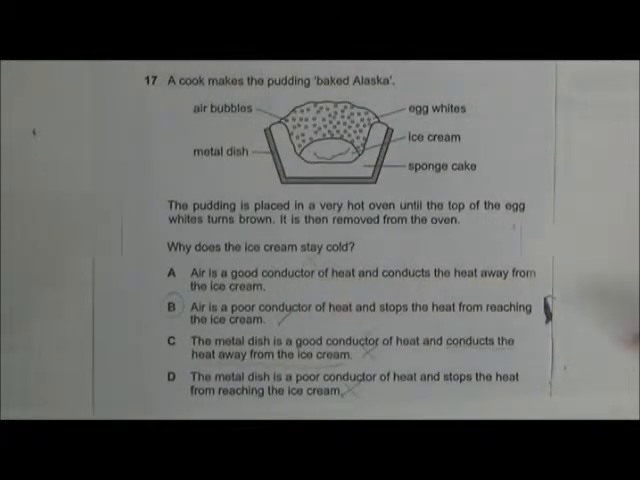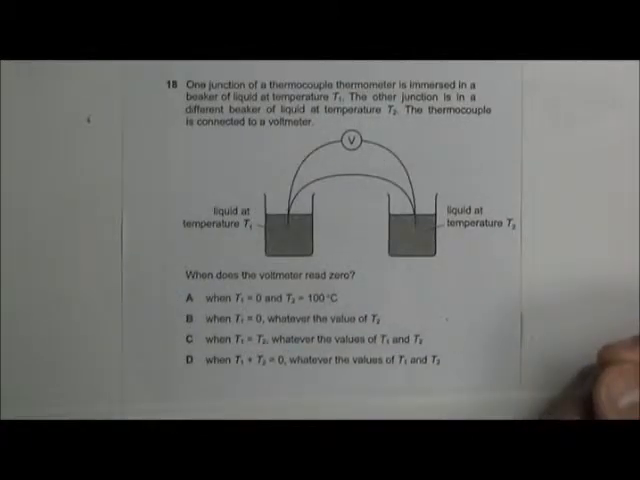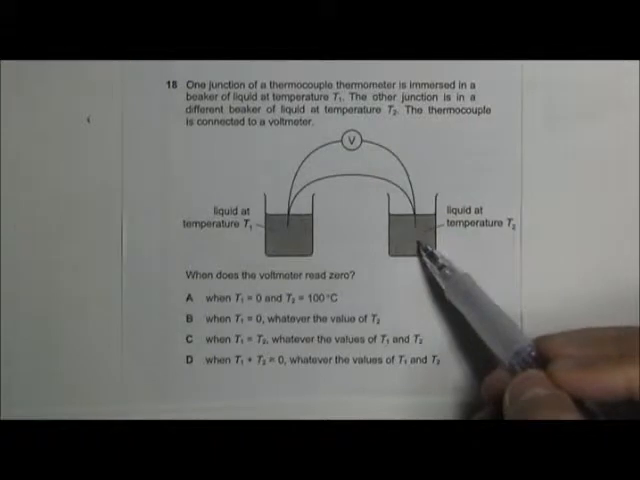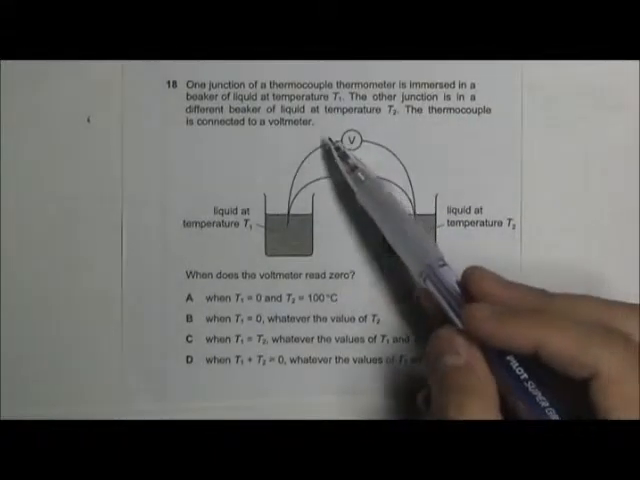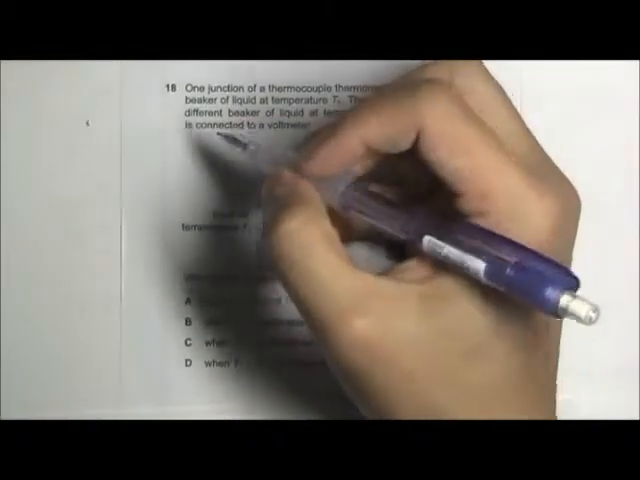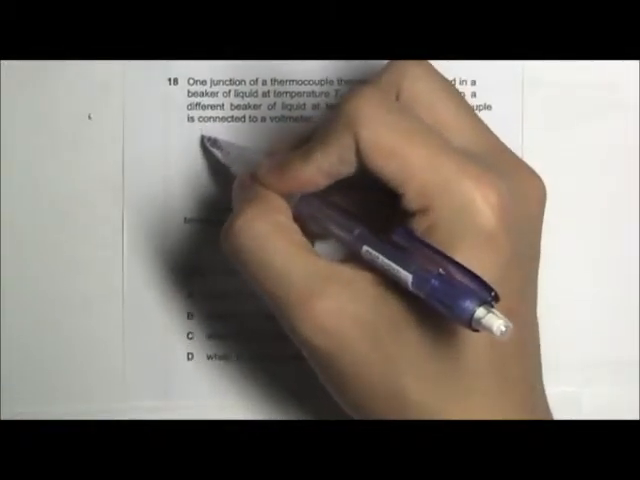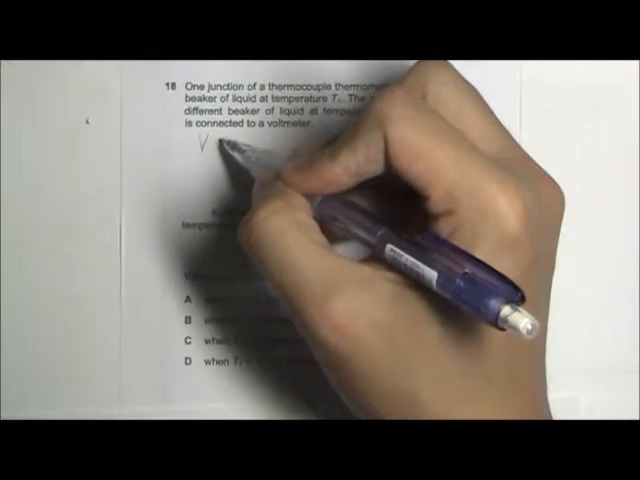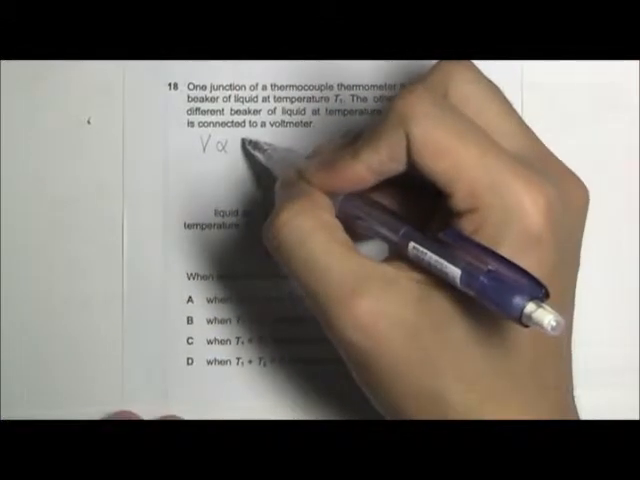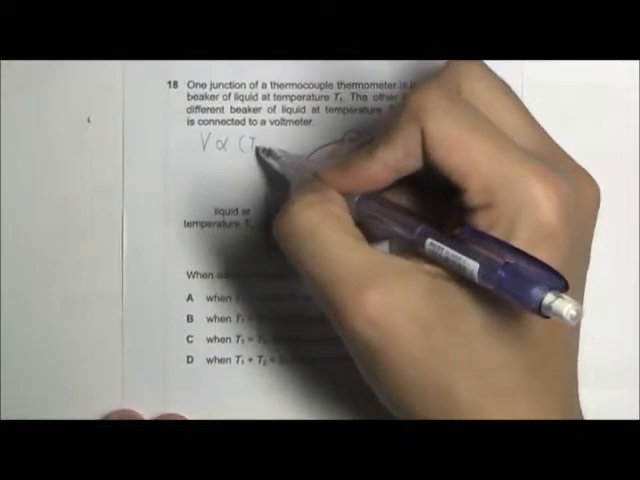We have to understand the working principle of a thermocouple. Basically, when the temperature difference between T1 and T2 increases, the voltage that is recorded by the voltmeter will also increase with it. So we can say that the voltage is directly proportional to the temperature difference between T1 and T2.